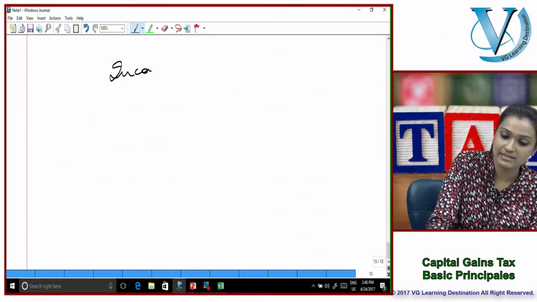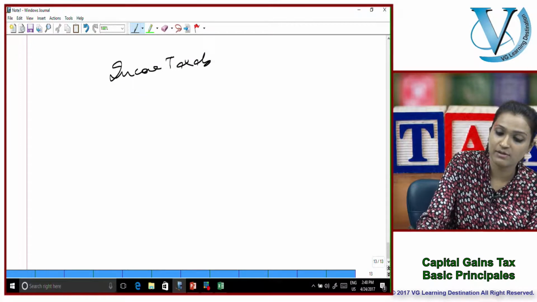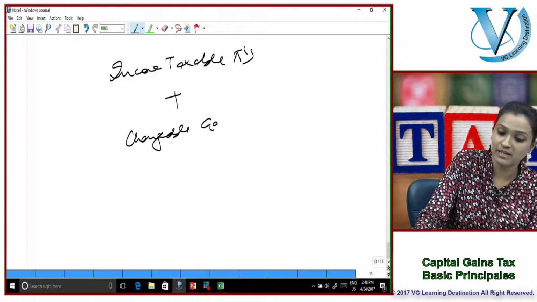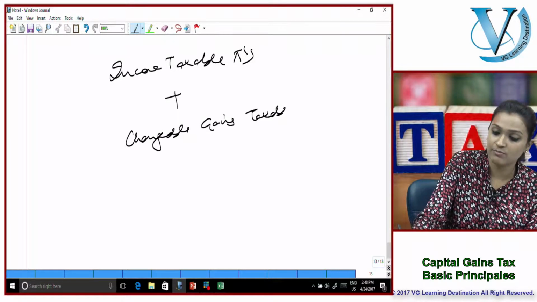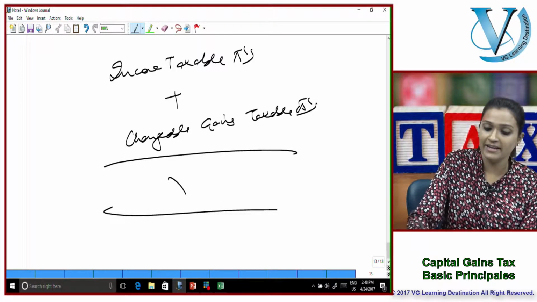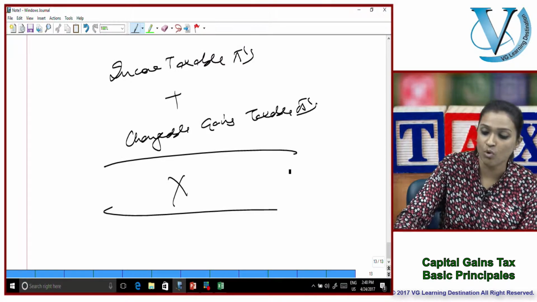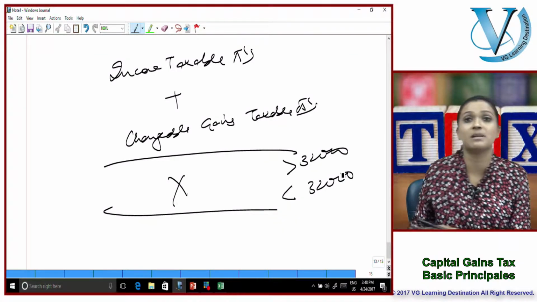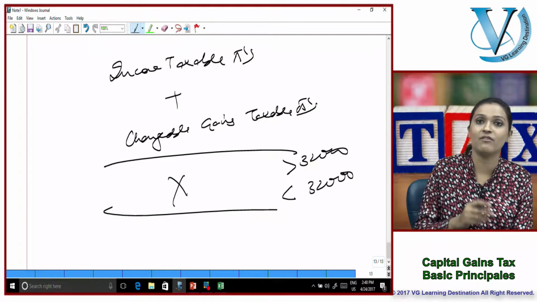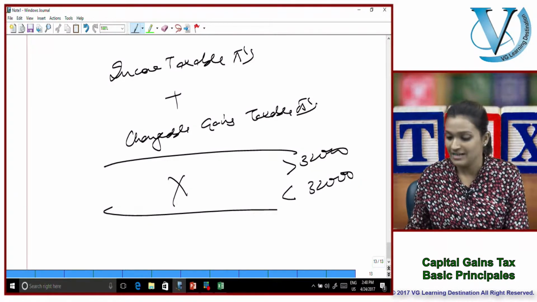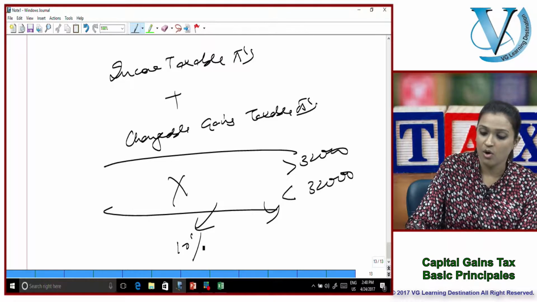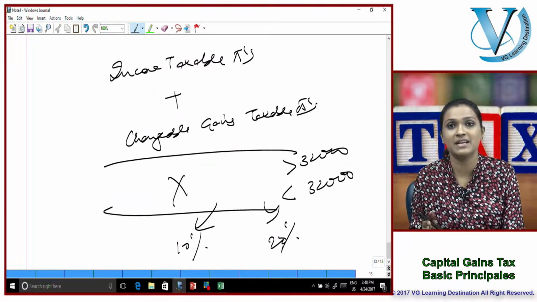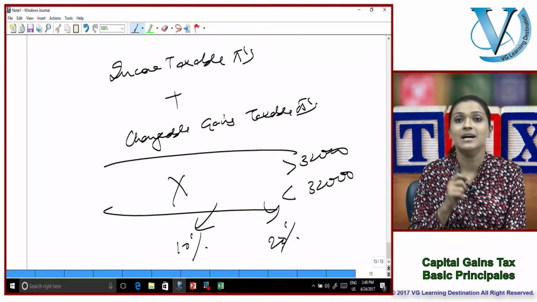So very simply, add your income tax taxable profits to your chargeable gains taxable profits. Find out what level you are. Is it more than 32,000 pounds or less than 32,000 pounds? Depending upon that is the threshold level you are going to pay your tax at, either at 10% or at 20%. This rate changes to 18% and 28% if it's a residential property, under certain circumstances.